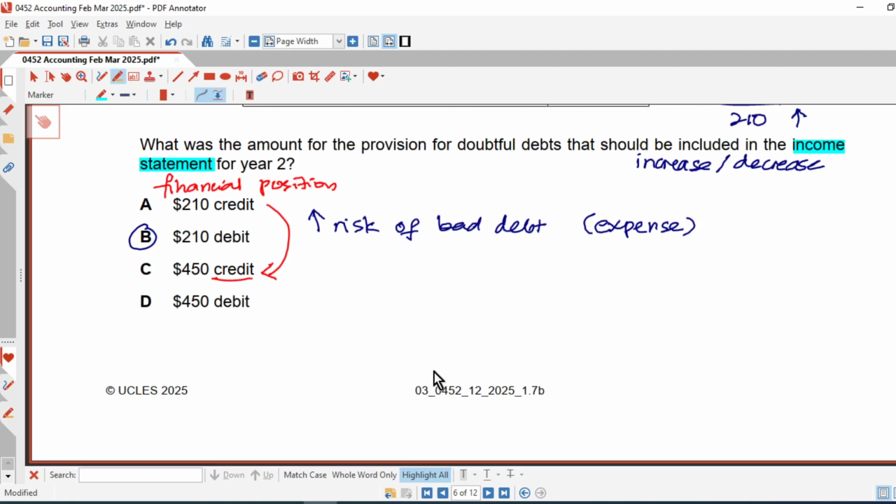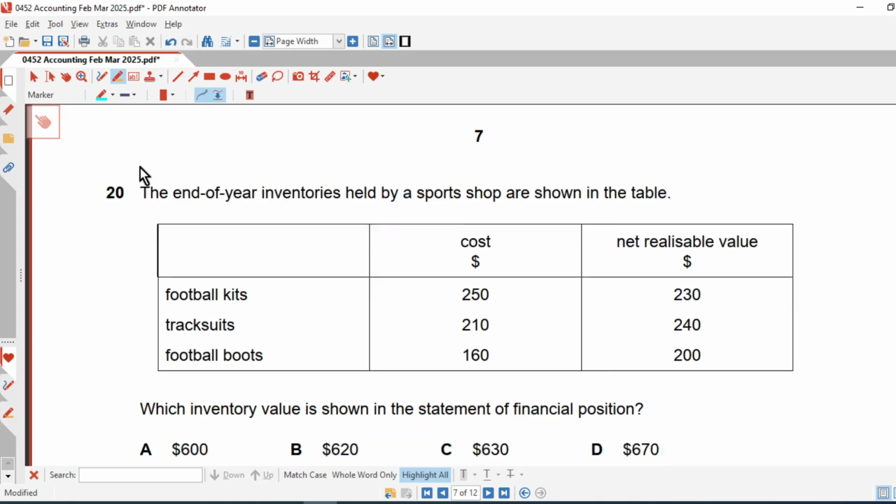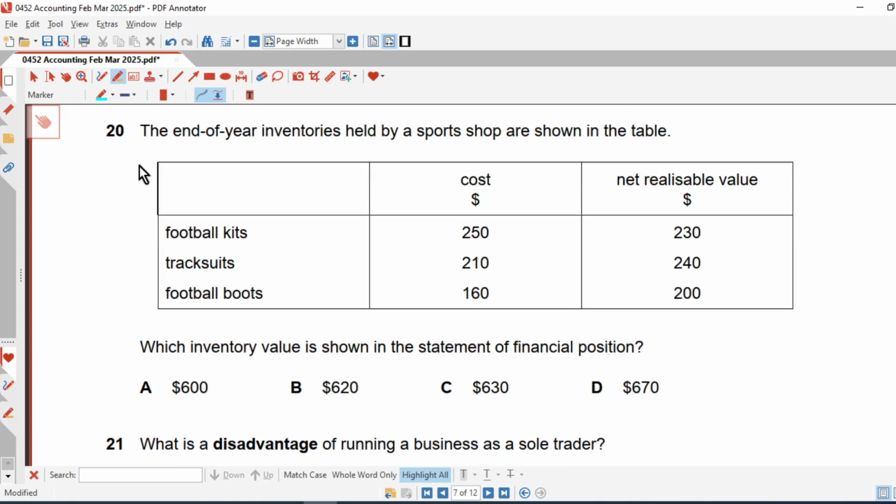Right, let's bring you to question 20. The end of year inventories held by a sports shop are shown in the table. You have cost and you have net realizable value. Which inventory value is shown in the statement of financial position?